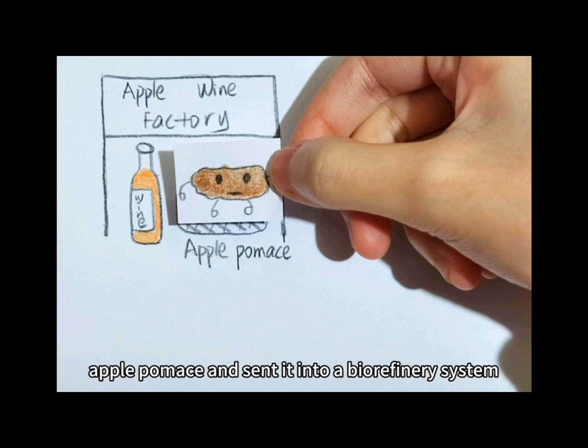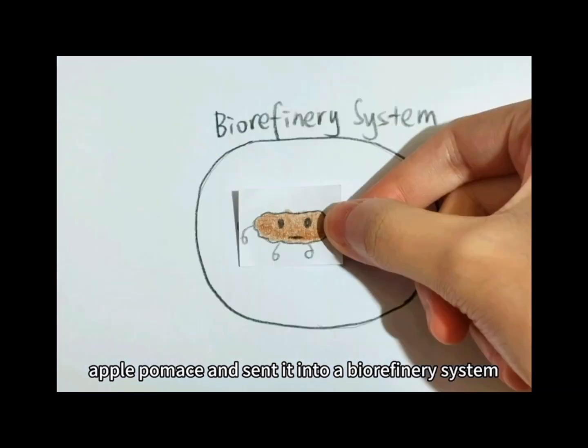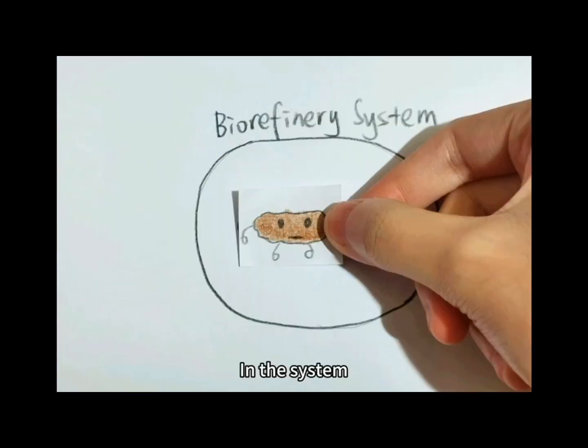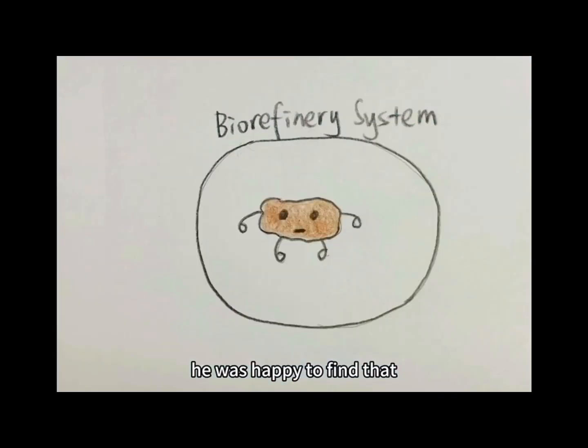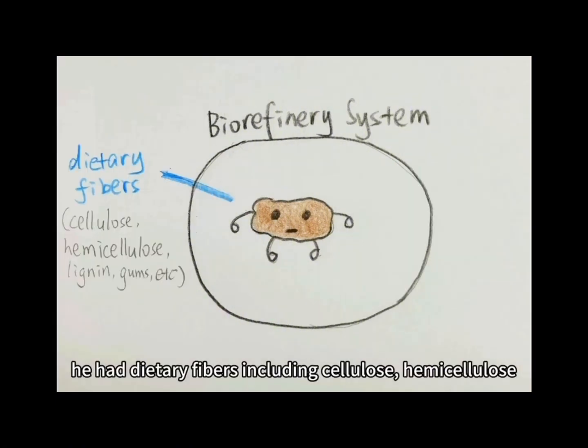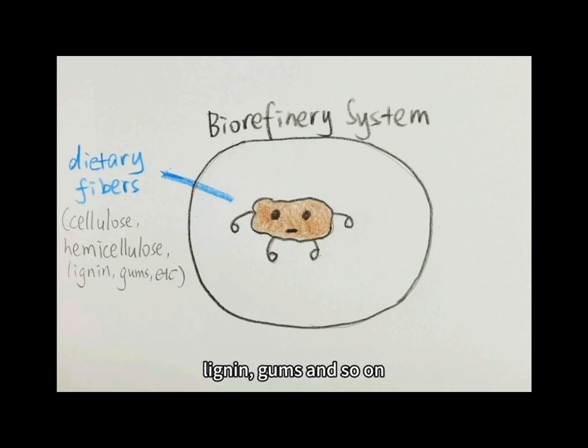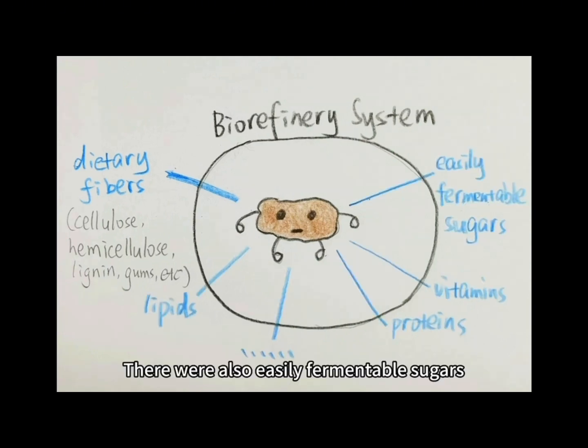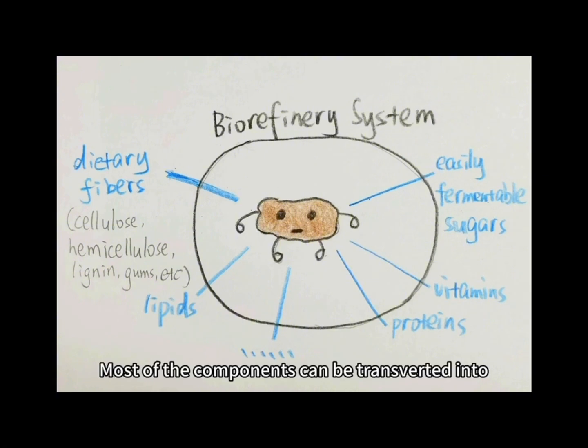So we collected this apple pomace and sent it into a biorefinery system. In the system, he was happy to find that there were also many useful components in his body. He had dietary fibers including cellulose, hemicellulose, lignin, gums, and so on. There were also easily fermentable sugars, vitamins, proteins, and others inside his body. Most of the components can be converted into bioenergy, biochemical materials, and other products.